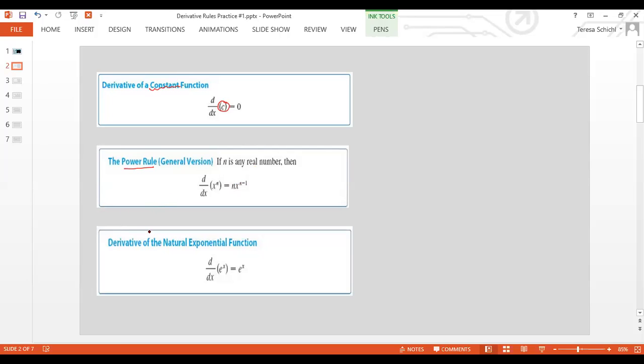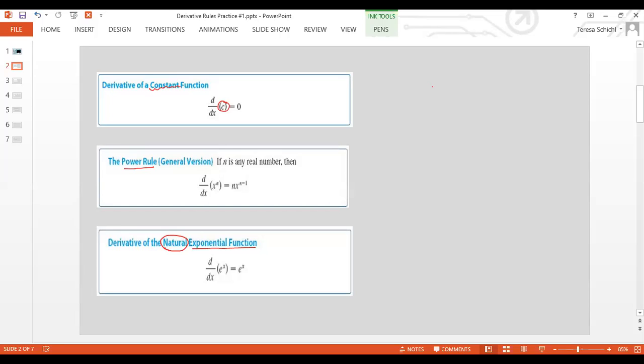The next one is the exponential function. For the natural exponential function, e to the x, the derivative of e to the x is itself. Later we will talk about what the derivative is if the base is not equal to e. If the base is not equal to e, then what will the formula be? We're going to talk about that later.